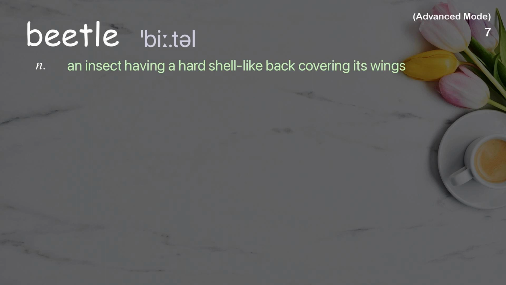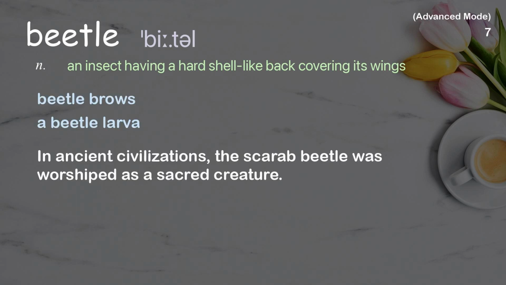Beetle. An insect having a hard shell-like back covering its wings. Examples: Beetle browse. A beetle larva. In ancient civilizations, the scarab beetle was worshipped as a sacred creature.